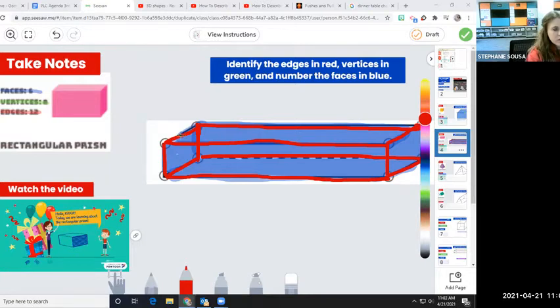We also see our vertex, our corners. Let's go ahead and get a green dot. I'm going to get a medium-sized dot. They've already been outlined for you. 1, 2, 3, 4, 5, 6, 7, 8.